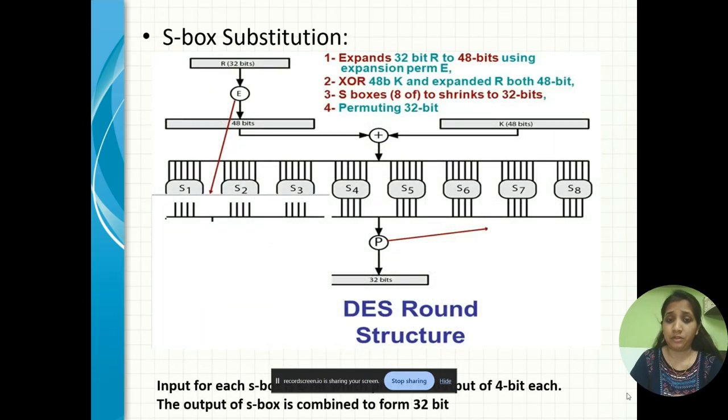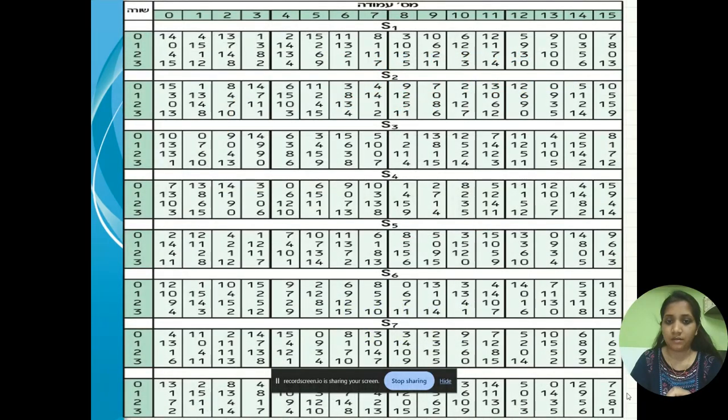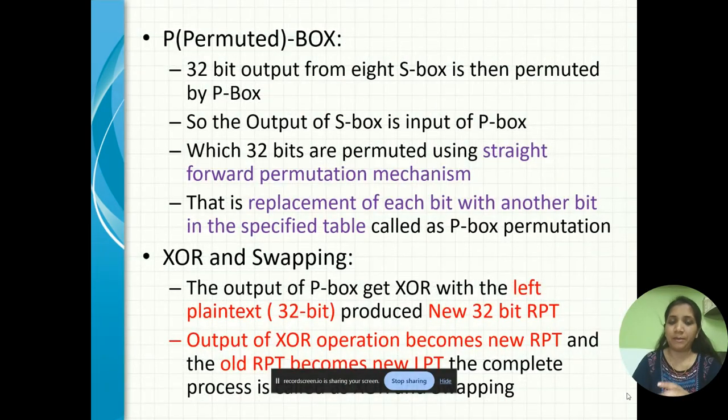So here is the S-box substitution. Firstly, it expands the 32-bit R to 48 bits using the expansion permutation E. Then it is XORed with the 48-bit K, both being 48 bits. The 8 S-boxes reduce the 48 bits to 32 bits, and then the result is permuted using the P box, the permutation box.